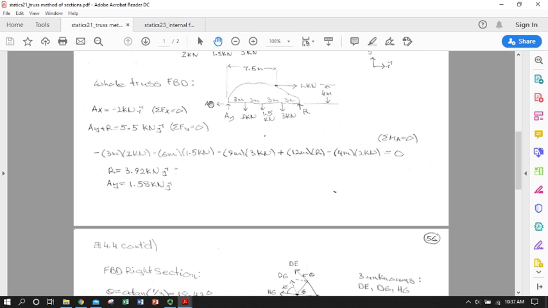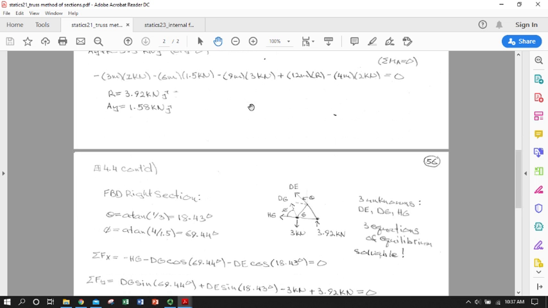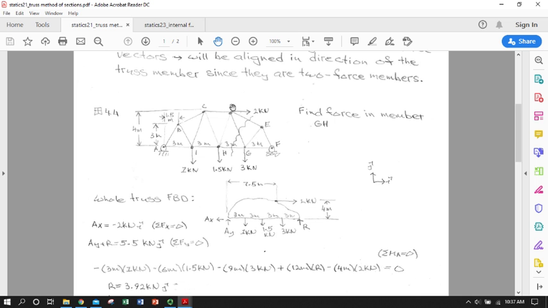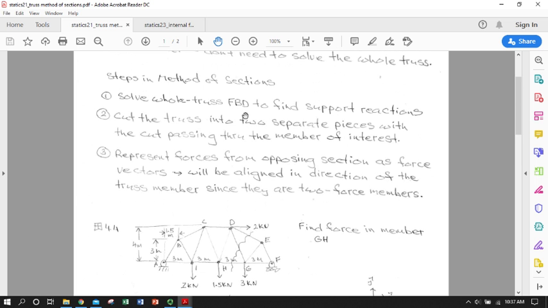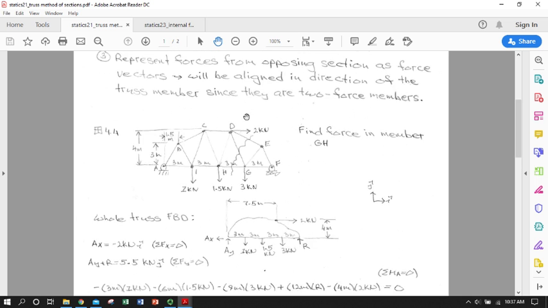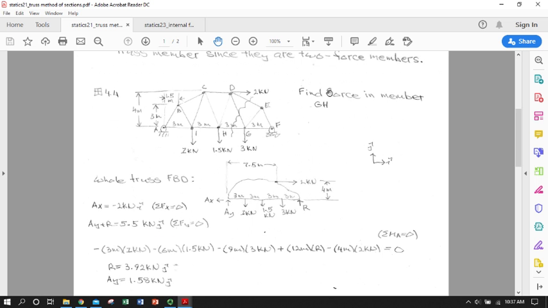So now we have the support reactions, we have the applied loads, and now I'm going to look back at my truss and go, which member was I looking for the forces in? Find the force in member GH. Why GH is important, we don't know.